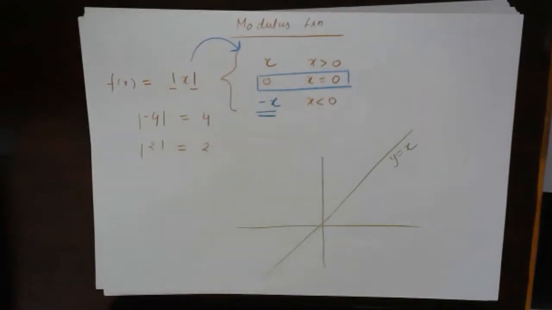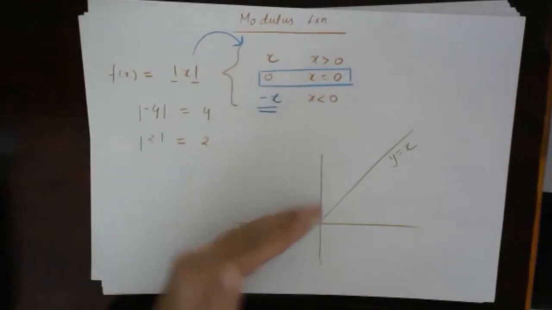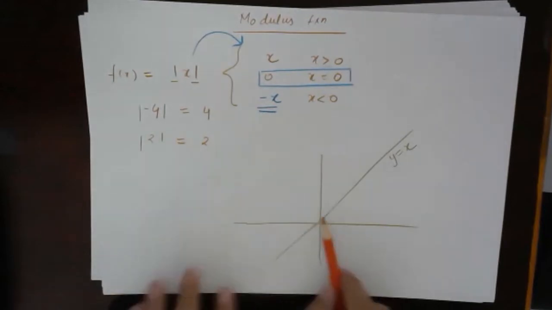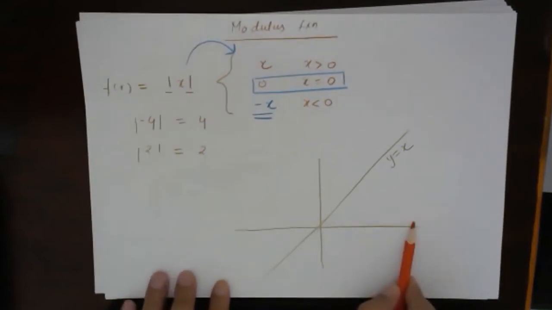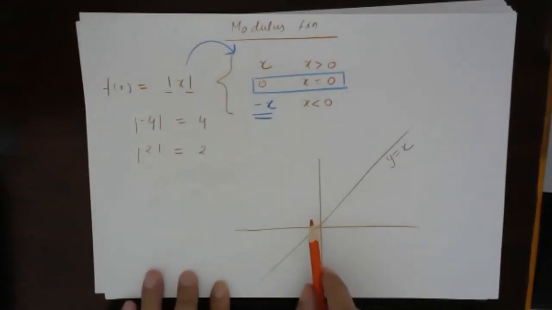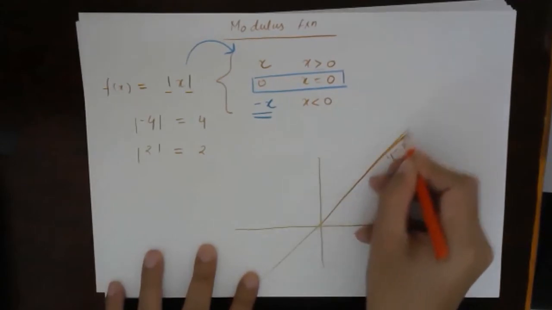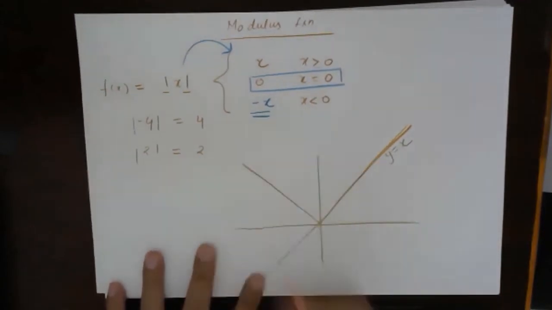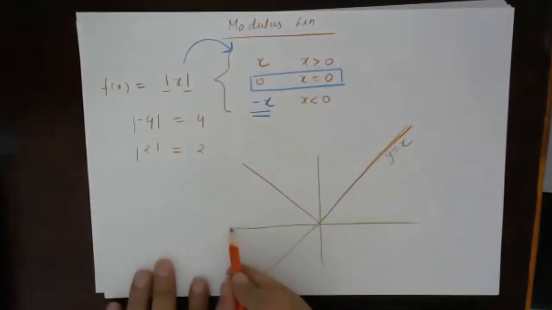When x is negative, whatever part is on the right side, whatever part is taken for the positive, the same thing will be repeated on the left side also. So if this is for x, then this part will be for minus x.